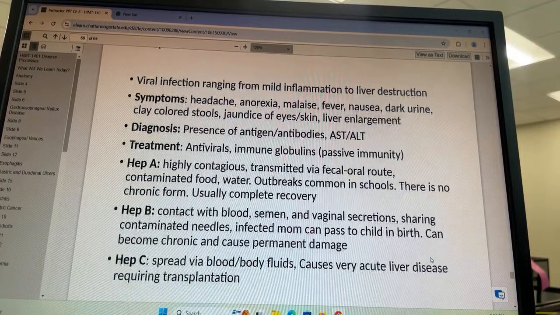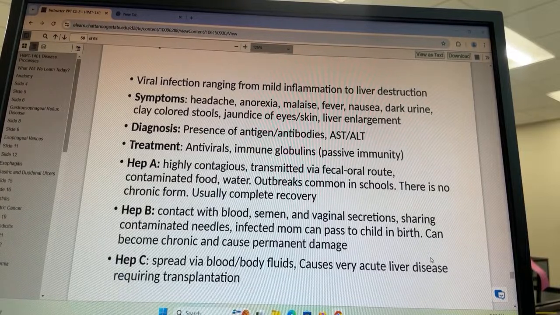So this is caused from a virus. There are several different viruses. We got hepatitis A, B, C, D, and E. We're only gonna talk about hepatitis A, B, and C because those are the most common ones in the US and the only ones that are going over in the book. So they can be very mild all the way to very severe, causing liver destruction. We just talked about cirrhosis. So cirrhosis can be caused by a hepatitis infection that goes without treatment.